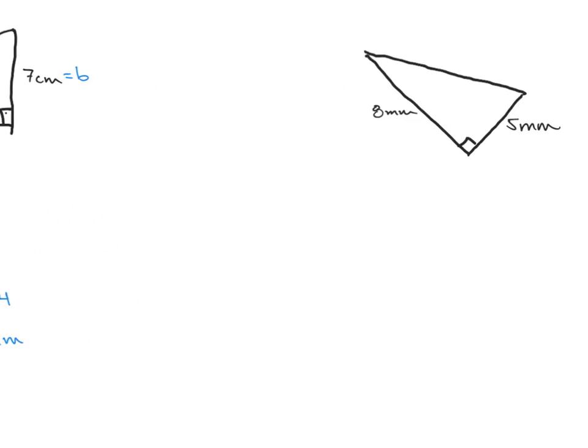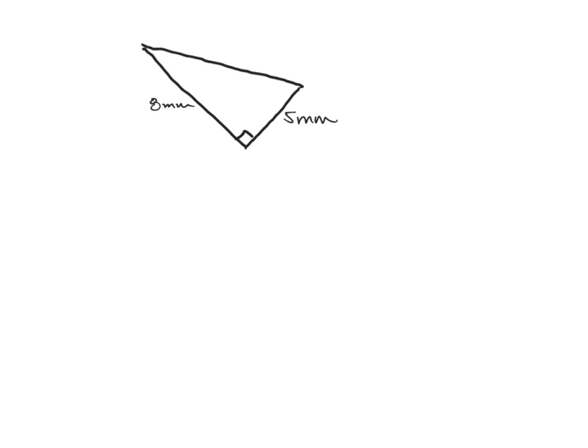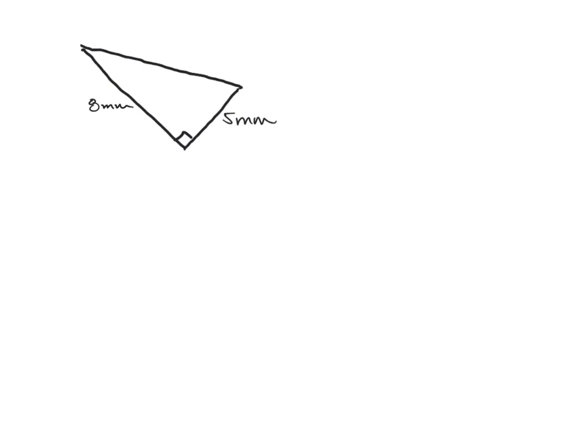Okay, one more. For this one, we have 8 and 5 meet at a right angle. So these are both legs. So when we plug into our formula, we get 8 squared plus 5 squared equals C squared. All right, we go ahead and square both sides. We get 64 plus 25 equals C squared.